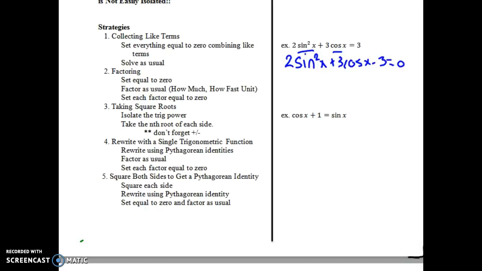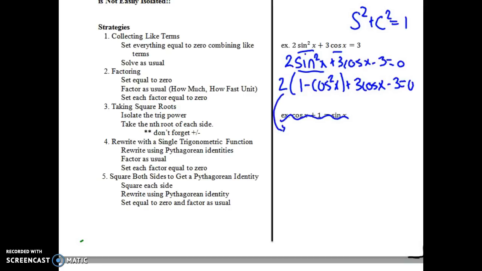Minus 3 equals 0. The second issue is I have a sine squared and a cosine, and they need to be the same. I'm going to rewrite the sine squared of x using my Pythag identity. Sine squared of x is equal to 1 minus cosine squared. So I have 2 times 1 minus cosine squared x plus 3 cosine x minus 3 equals 0.